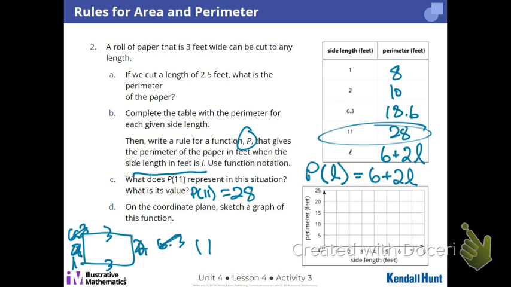Okay, let's get sketchy. 1, 8. 2, 10. 6.3, 18.6. That's a fun one. 11, 28. Doesn't fit. What's our y-intercept going to be? 6. It's going to be 6.